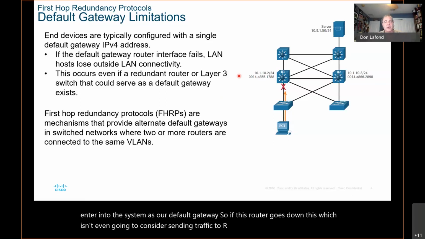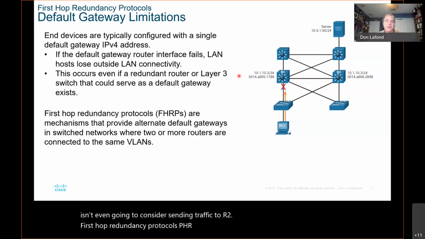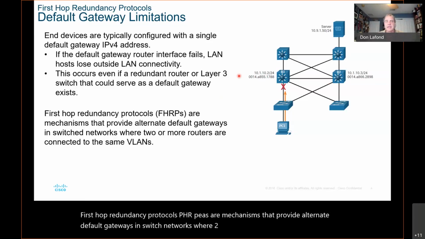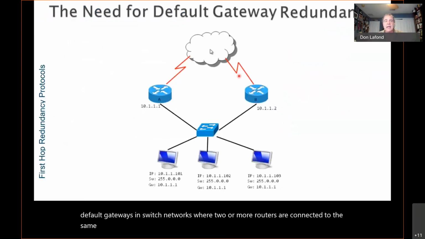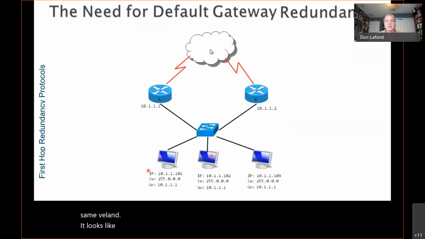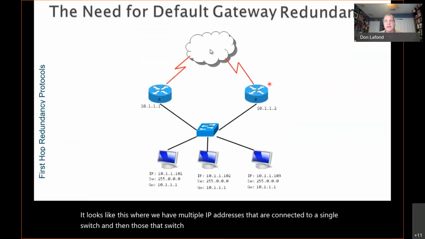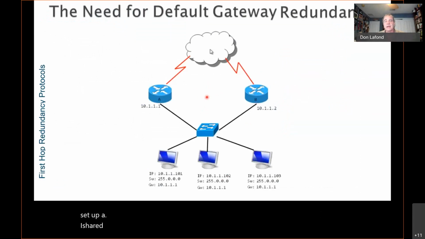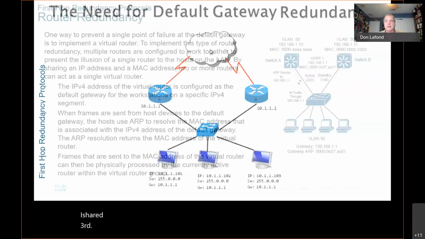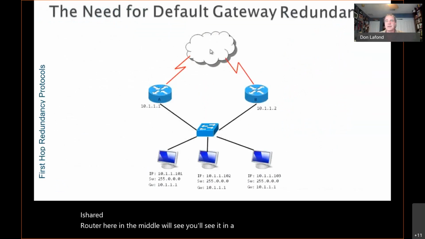First hop redundancy protocols, FHRPs, are mechanisms that provide alternate default gateways in switched networks where 2 or more routers are connected to the same VLAN. It looks like this, where we have multiple IP addresses connected to a single switch, and then that switch can have a primary and, well, ultimately we're going to set up a shared third router here in the middle. You'll see it in a minute.